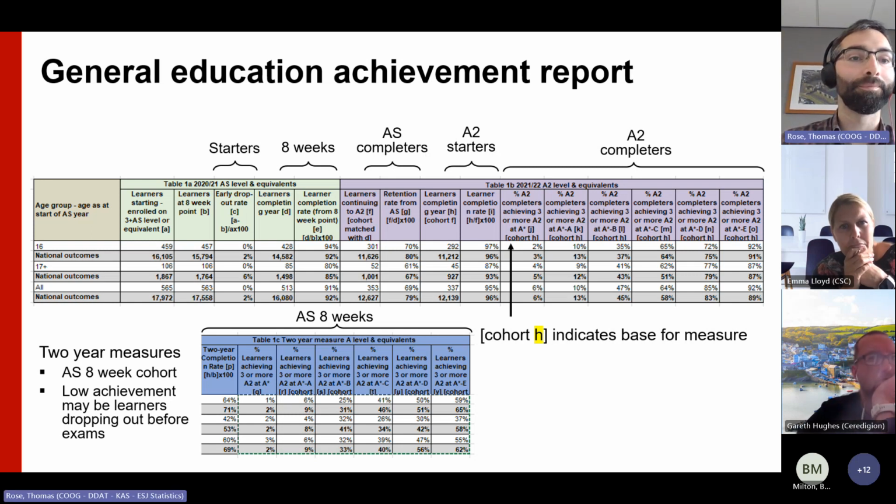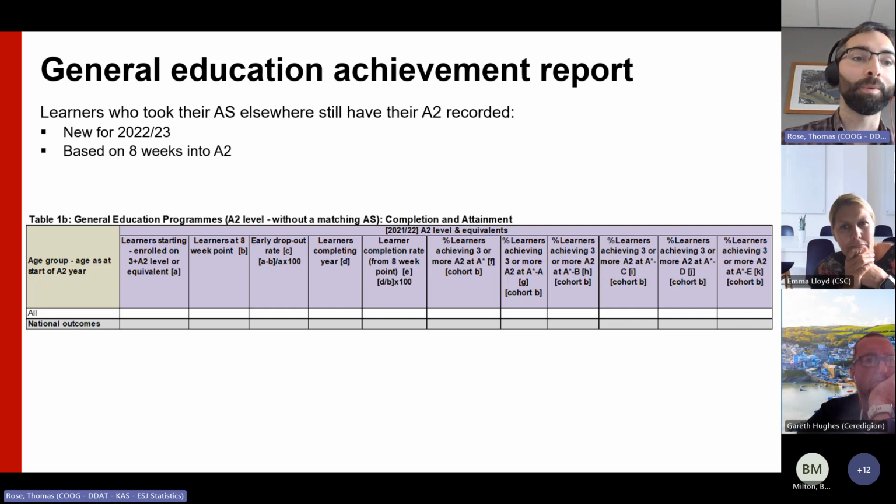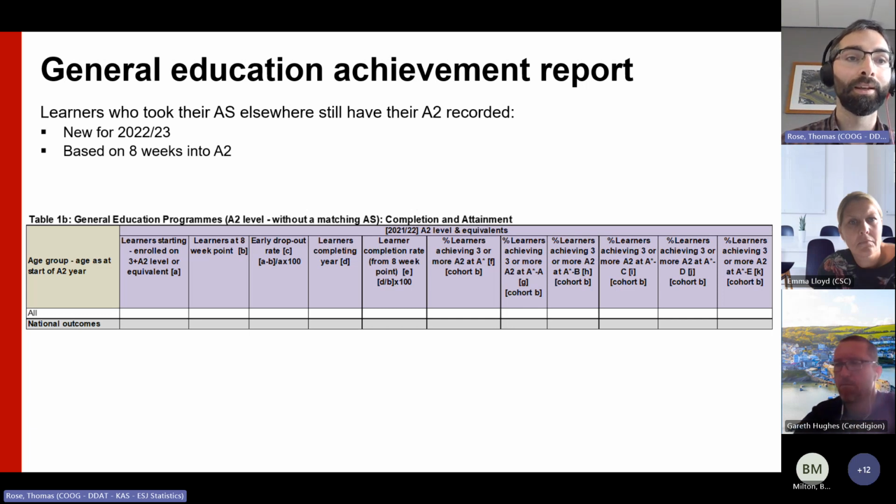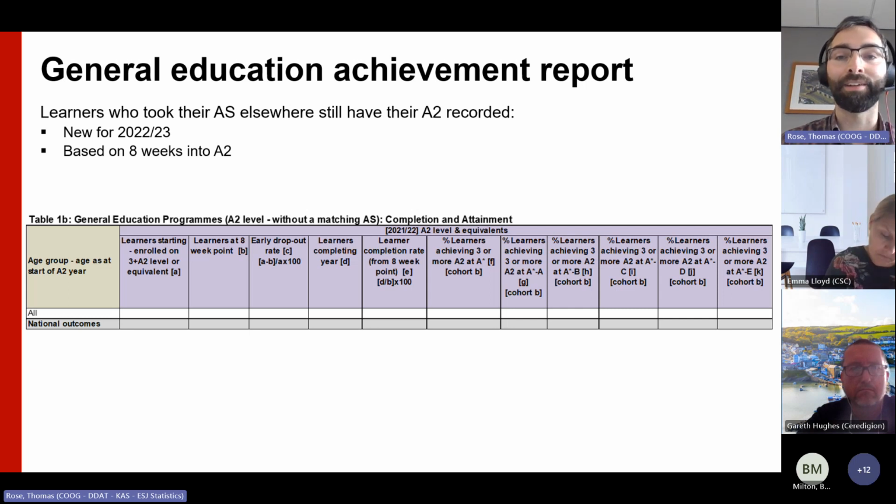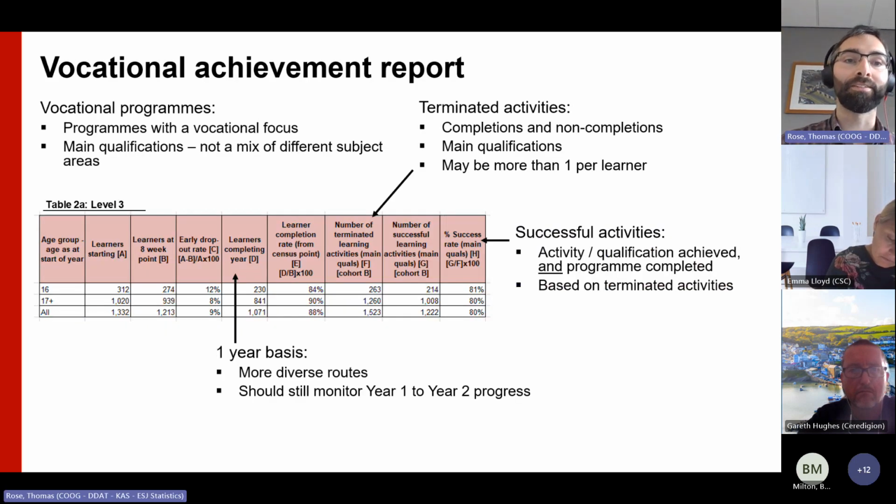Okay, moving on. This is going to be new for 22-23: a table for learners who took their AS elsewhere. The previous table was a 2-year measure, for learners who started their AS levels and went on to A2, and it didn't have a space for learners at your school who took their AS levels elsewhere. So now we have a table especially for those learners, based on the achievements of learners 8 weeks into their A2 level, and it's just their A2 level outcomes. There won't be any AS level outcomes included here. So those are the general education reports.